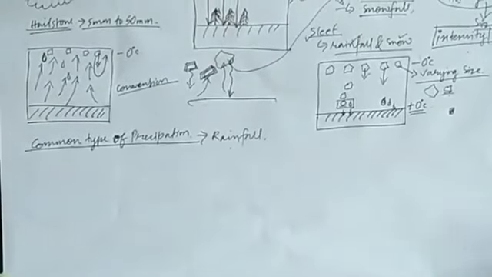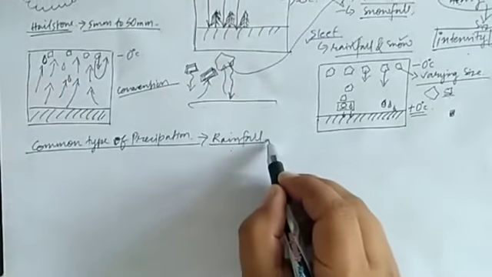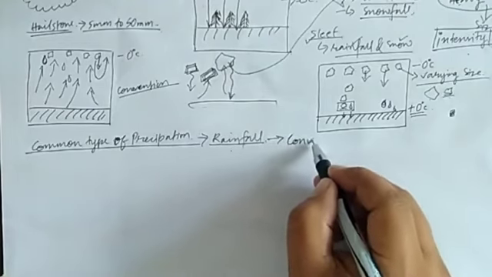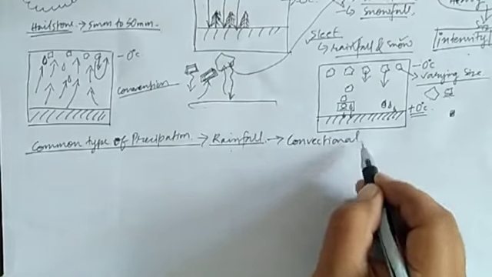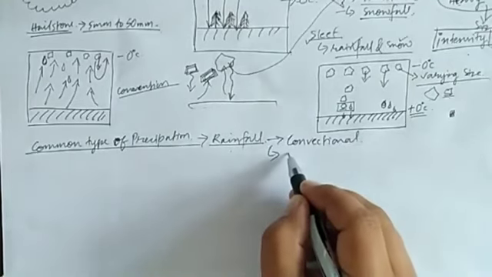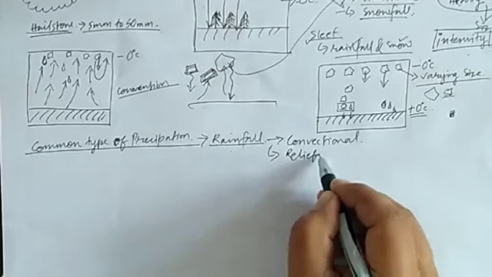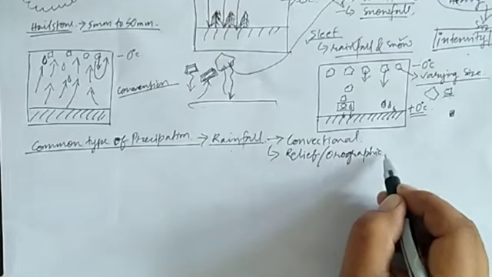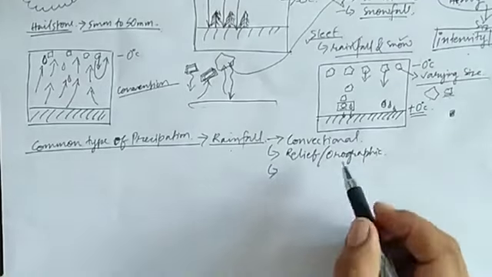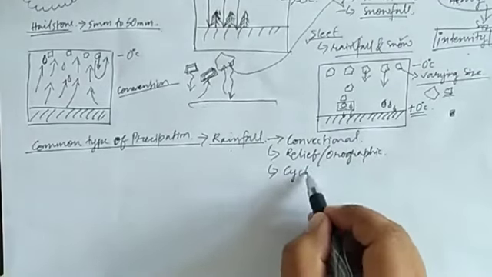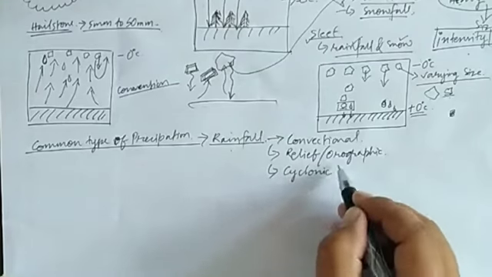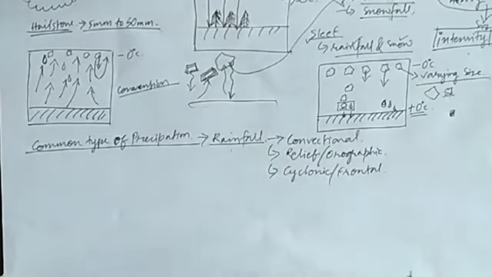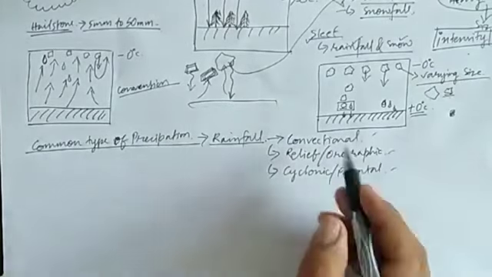So the most common type of precipitation is rainfall. As I said, there are different types of rainfall. There are the convectional rainfall, then we have relief rainfall, also called orographic rainfall. Then we also have another type of rainfall, that is your cyclonic rainfall, also known as frontal rainfall. So let us discuss those rainfalls individually.